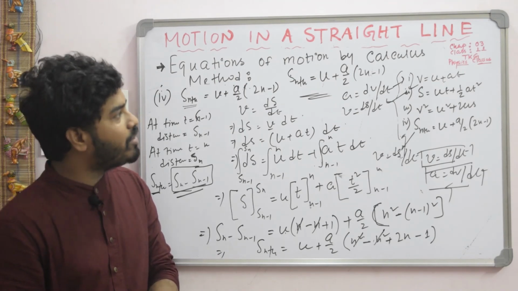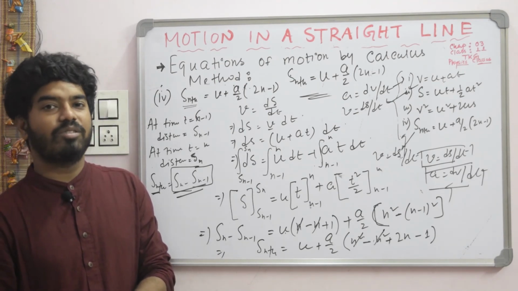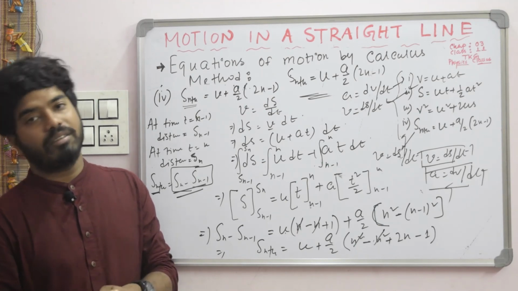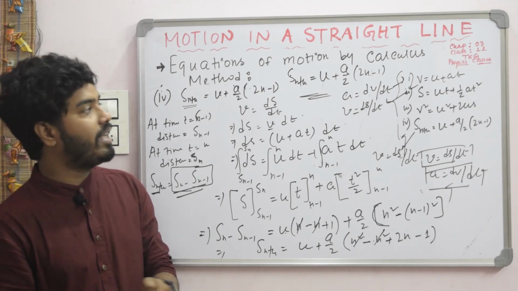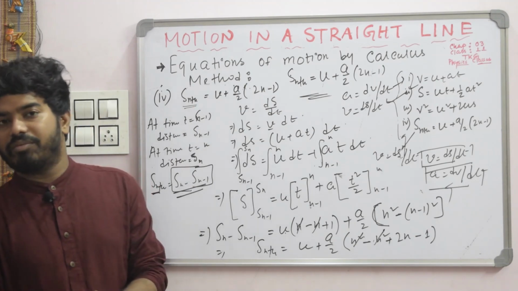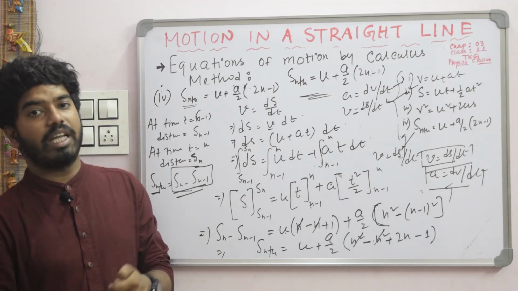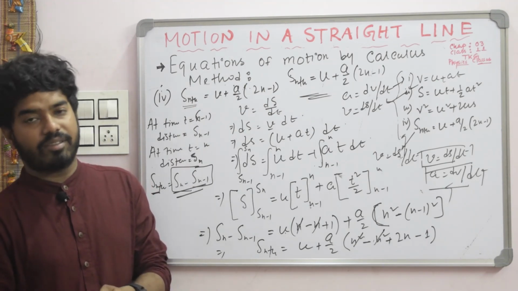So this is all about this class. In the next class we will be talking about the graphs of various variations, that is the velocity time graph, acceleration time graph, etc.